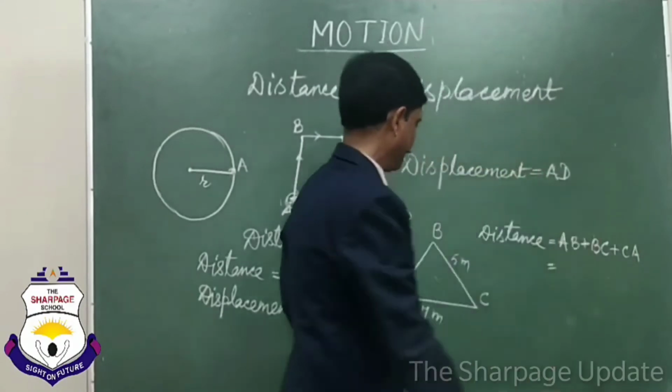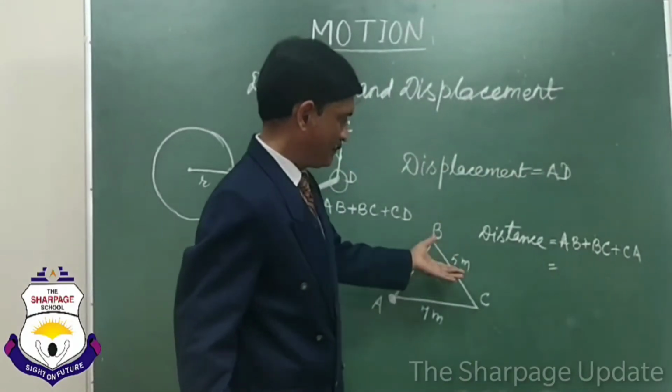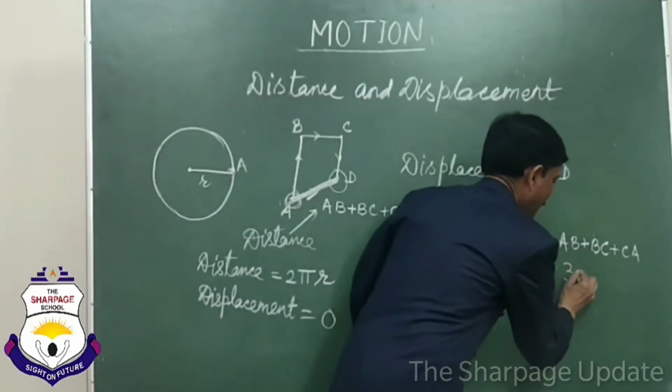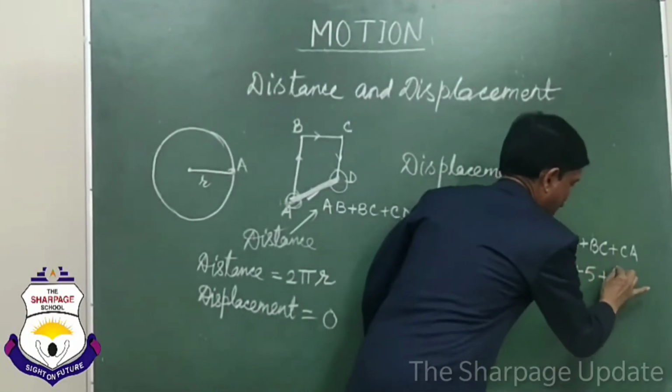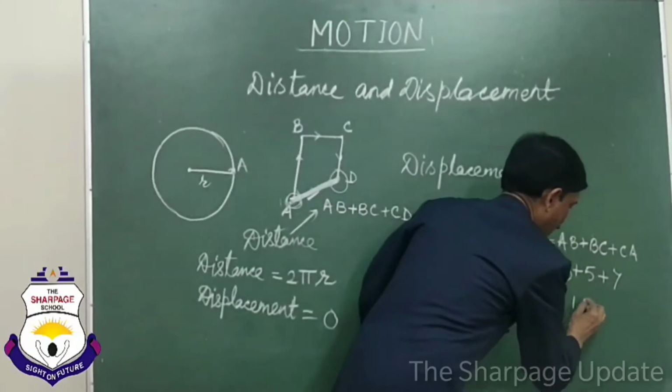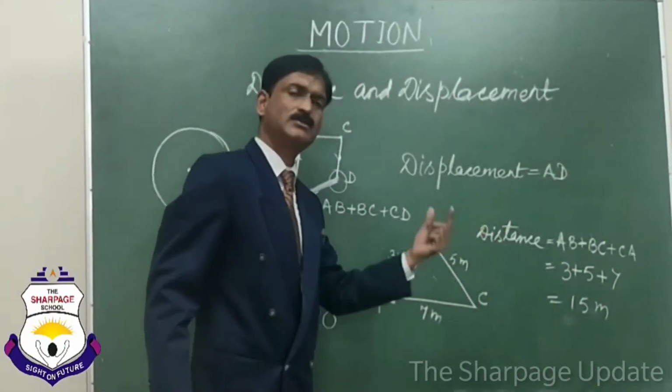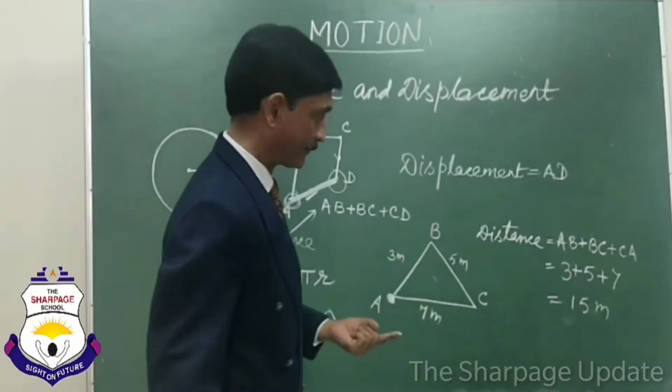So AB means 3 meters, BC means 5 meters, and CA means 7 meters. So 3 plus 5 plus 7 is equal to 15 meters. Means distance in this case will be 15 meters.